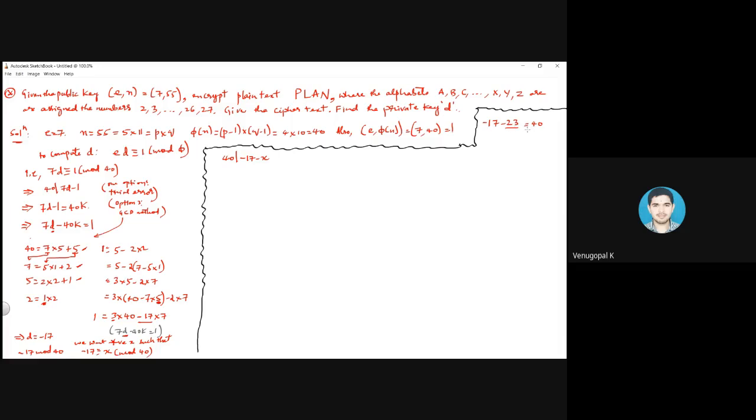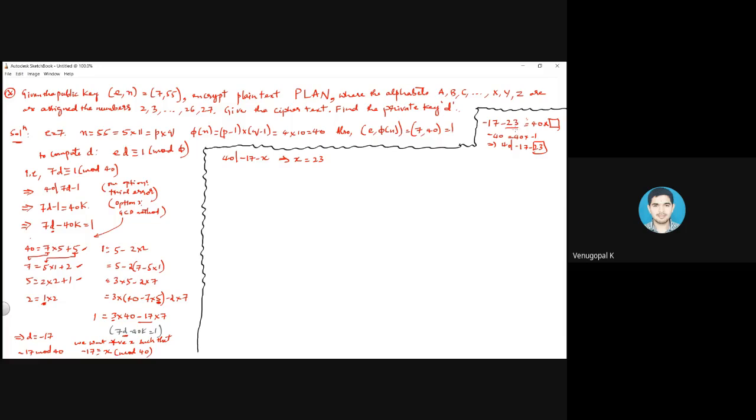What is happening? 40 divides this number, that is, it should be equal to 40 into something. This total is minus 40, which is nothing but 40 into minus 1. This implies 40 divides minus 40, of course, minus 17 minus 23. So this would imply x equals 23. Okay, x equals 23.